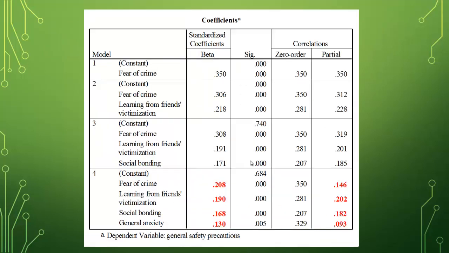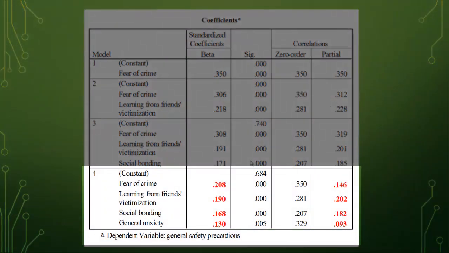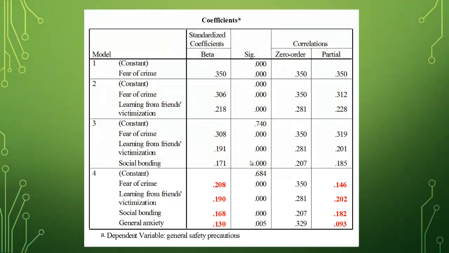So notice here, I just want to draw your attention down to the fourth model that includes all 4 predictor variables. And notice that the beta coefficients are in red, and that fear of crime has the largest beta, learning from friends victimization the second, social bonding has the 3rd largest beta, and then general anxiety has the 4th largest beta. Also note the probability values for each. All 4 variables in this equation or in this model are significant.